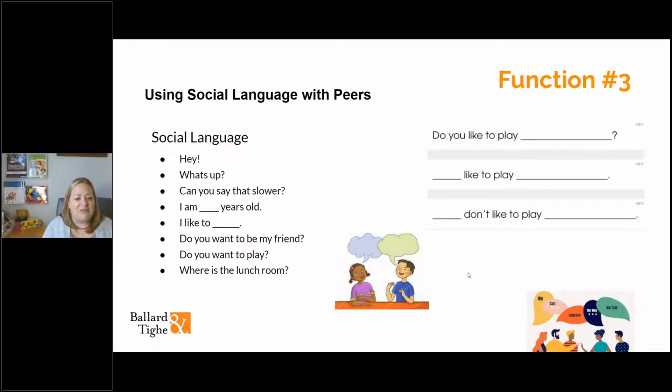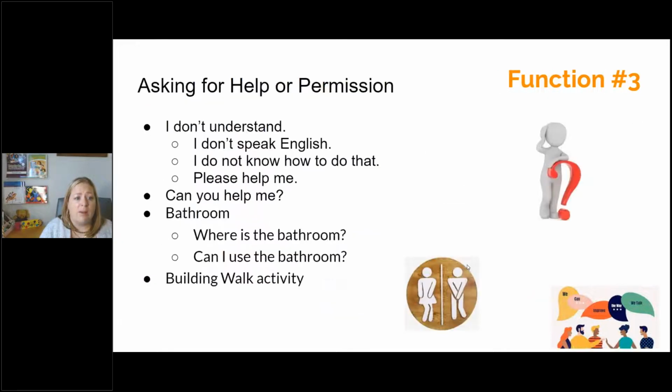Do you want to be my friend? Might be a can of worms to open with some students, but at least it's giving them that beginning conversation piece. Do you want to play? Where is the lunchroom? Things that they talk to their peers about. Those basic social skills are really how we want to teach them. And you can do those things just like we did in the previous. Show the pictures, show them the sentence frames, and ask them to follow through with those as well.